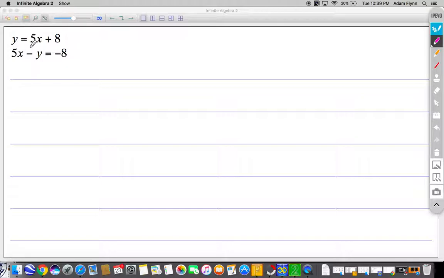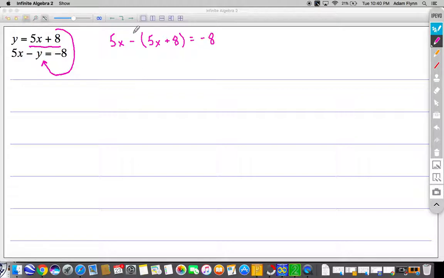So what I'll do, because I know y equals 5x plus 8, I'll take this 5x plus 8 and I'll plug it in for y in the bottom equation. Okay, so if I rewrite everything, I have 5x minus, instead of a y, since I know y equals 5x plus 8, I'll plug in 5x plus 8 for y. Equals negative 8.